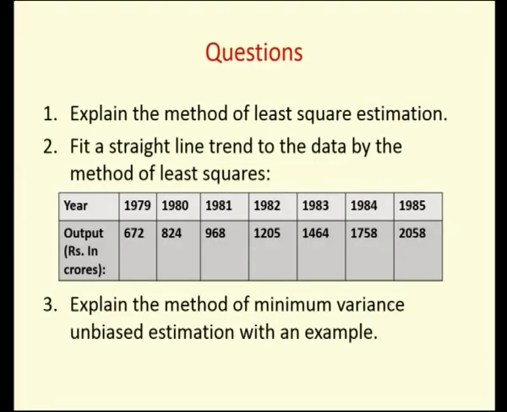Now I have got a few questions for you to work out. First question: explain the method of least squares estimation. Second, fit a straight line trend to the data by the method of least squares, where I have given two rows, one for year and the other for output. Using that, you fit a straight line trend. Third, explain the method of minimum variance unbiased estimation with an example.